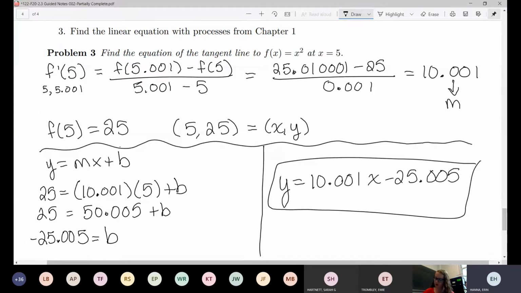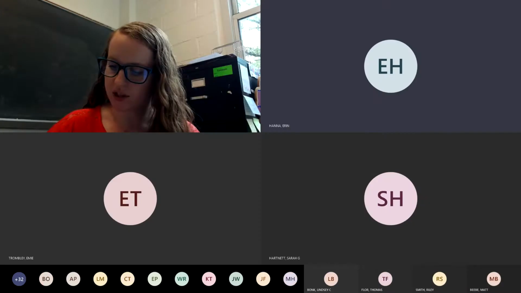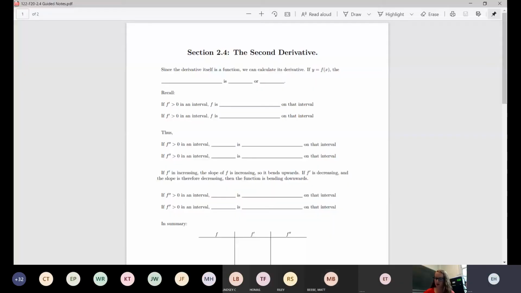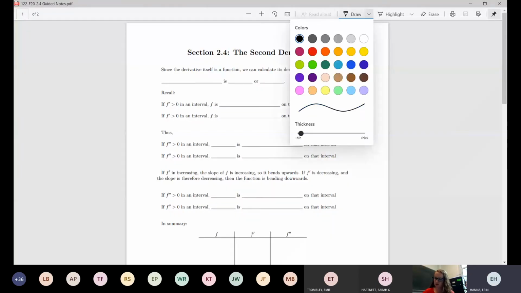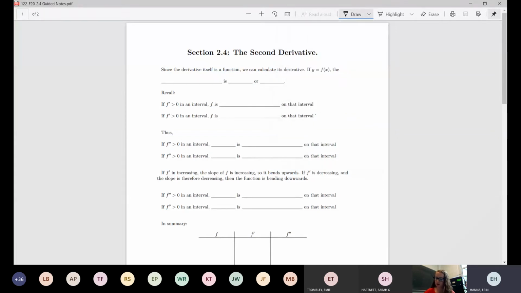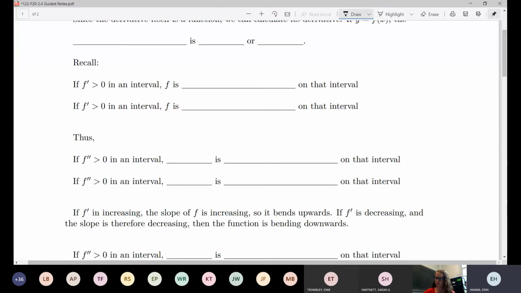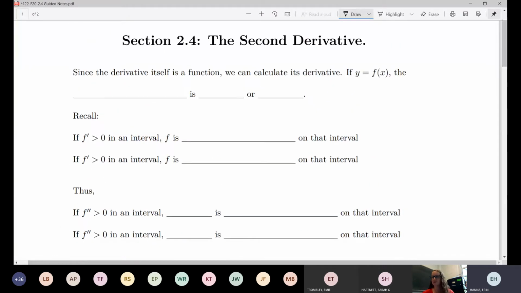Okie dokie. So we're on to 2.4, which is pretty short. I don't think we'll finish it today, but it's a pretty short chapter section. And it's also something we're kind of revisiting in a way, because your book does weird things and presents it really, really soon, which is weird. But anyway.